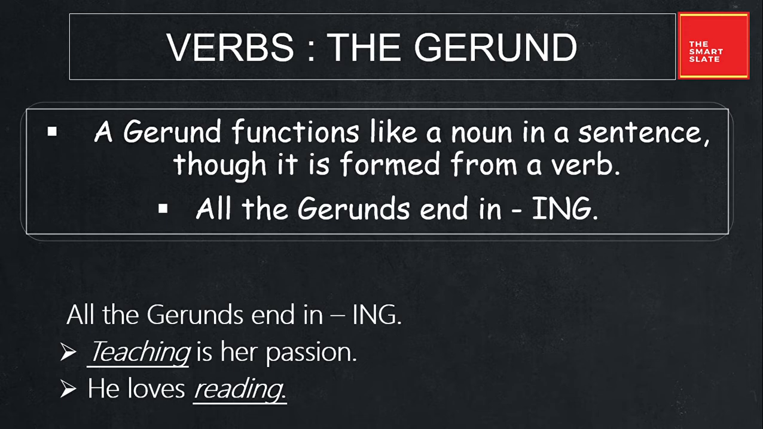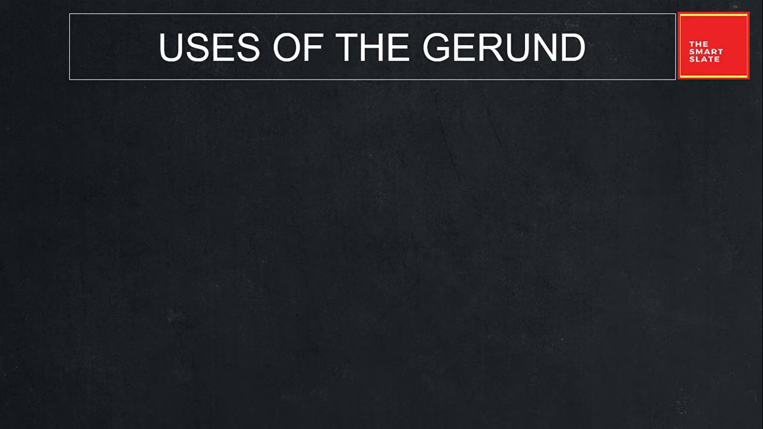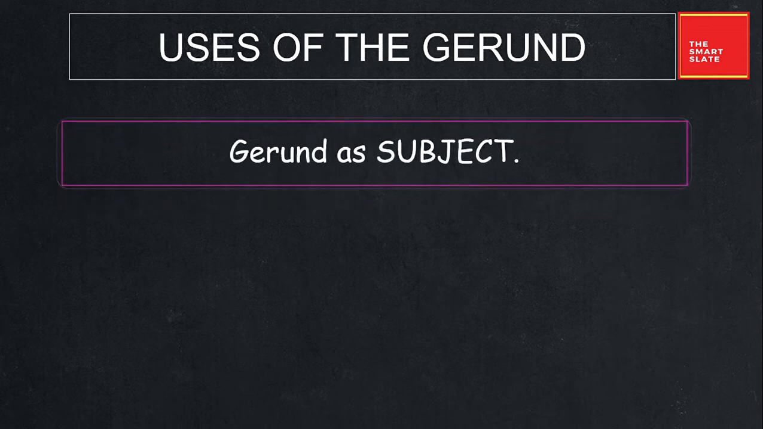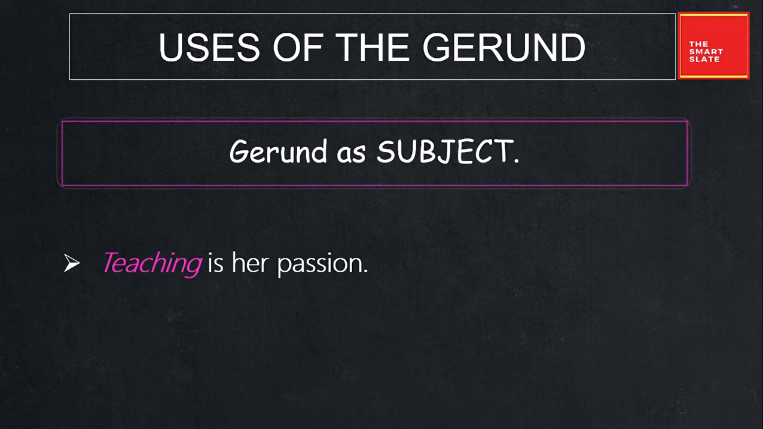Now, gerund is not so simple. The study doesn't stop here. We will understand the usage of the gerund. So, a gerund is used as a subject, as an object, and as an object of a preposition. The very first example is the use of a gerund as subject. So, teaching is her passion.